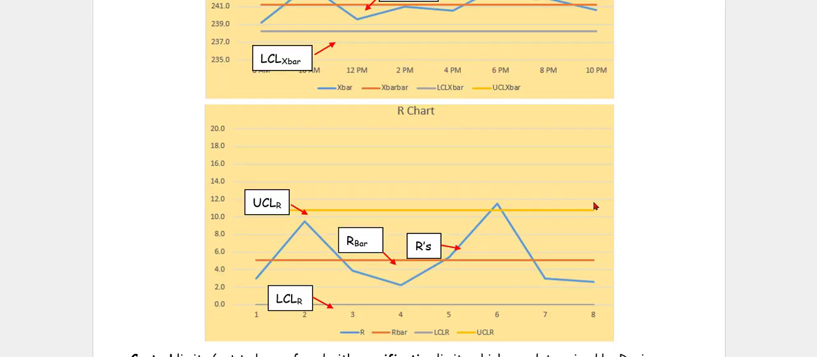Here is the R chart, very similar to the X bar chart, except we're looking at ranges instead of averages. So here's the upper control, not specification, limits for the R, the range chart, the lower control limits, and here is the R bar, or the average of the ranges for the period of time that we're looking at. These individual values are just the range values in here.